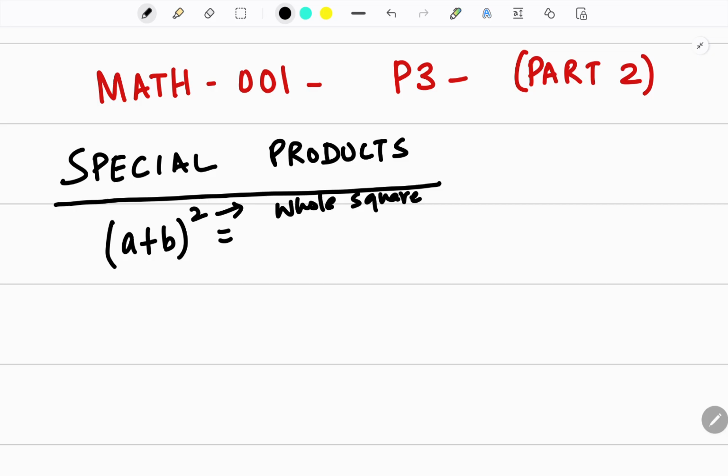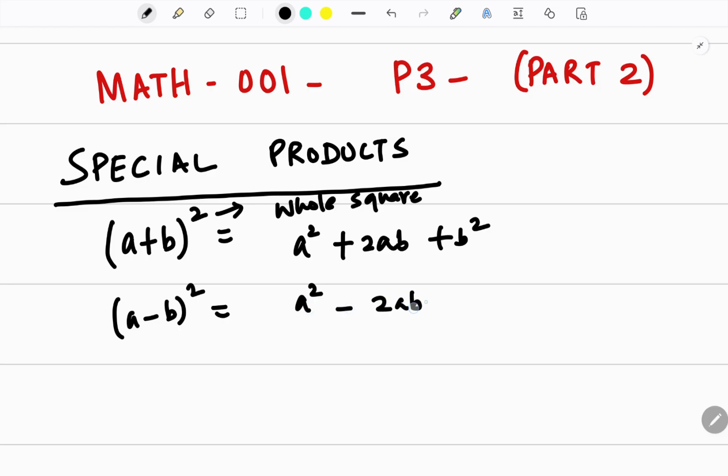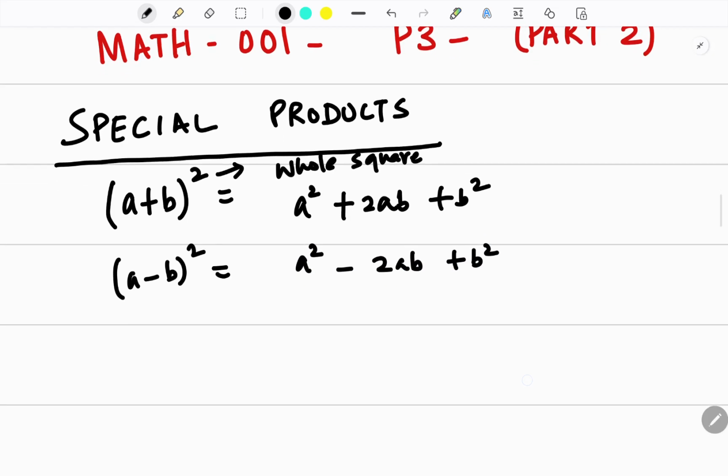So what is (a plus b) whole square? It is a square plus b square plus 2ab. Let me write it in your school way: a square plus 2ab plus b square. The next formula is (a minus b) whole square, which is a square minus 2ab plus b square. Then the third formula is a square minus b square, which is (a minus b) times (a plus b). So these are the 3 rules, very important.